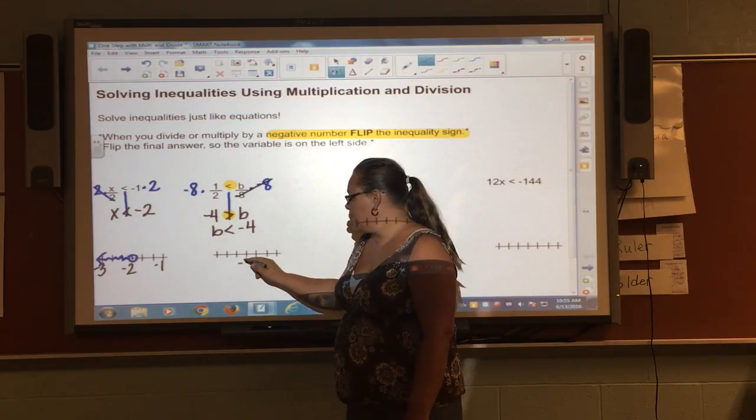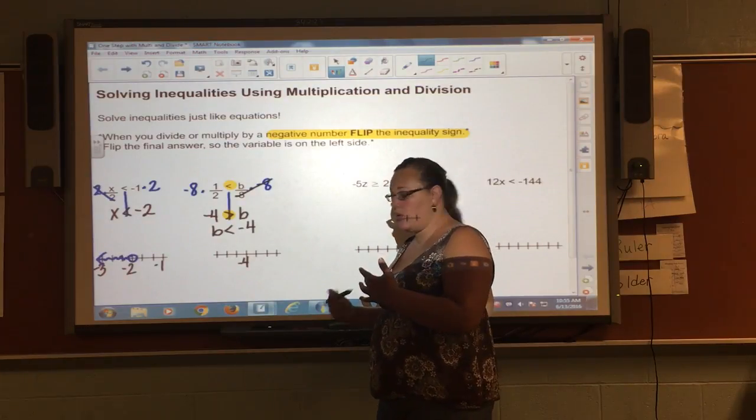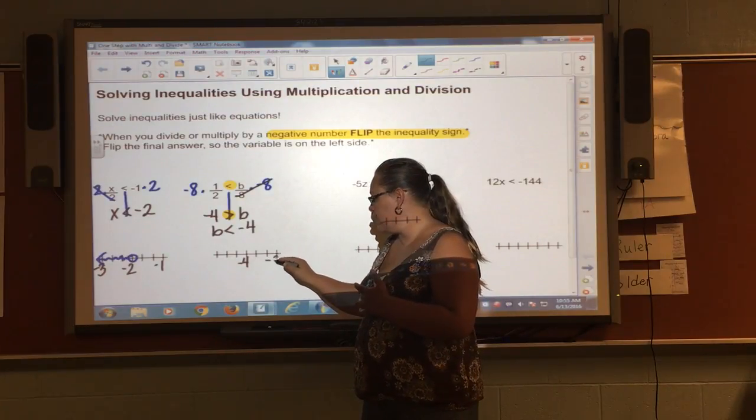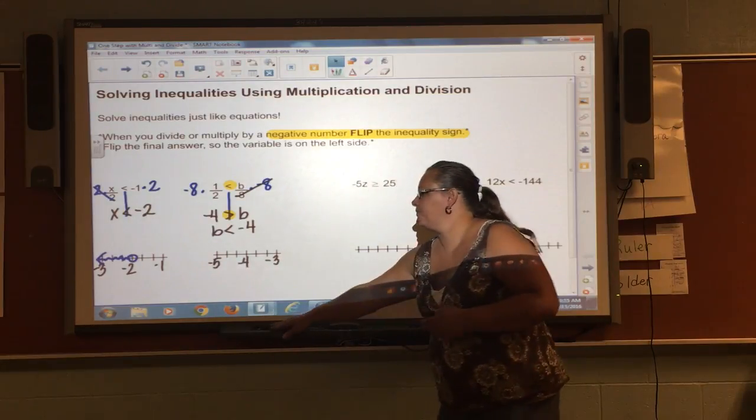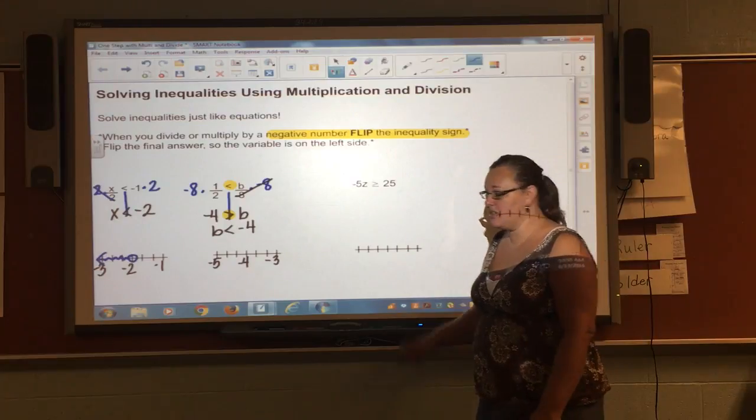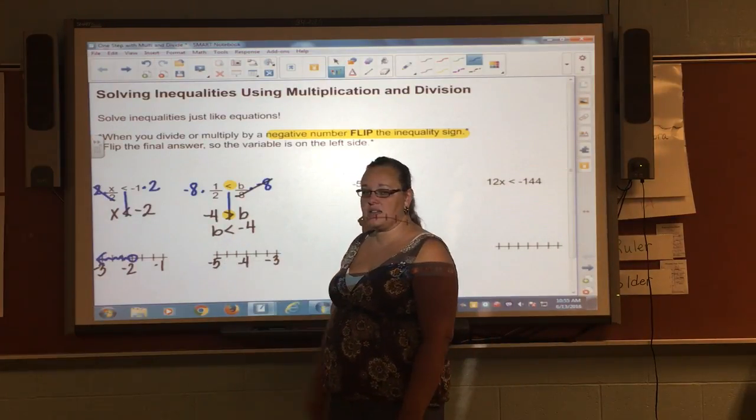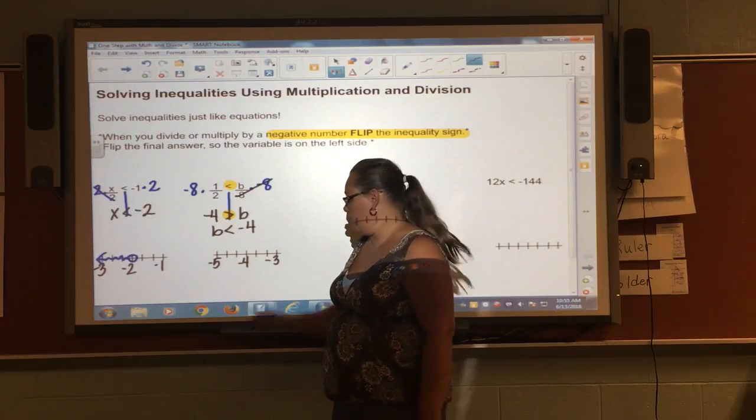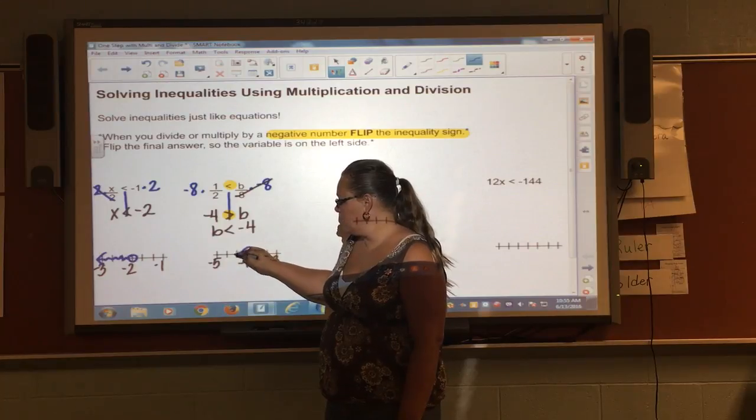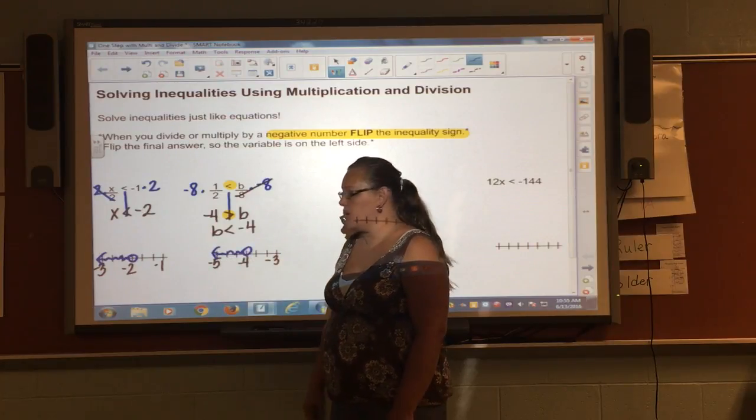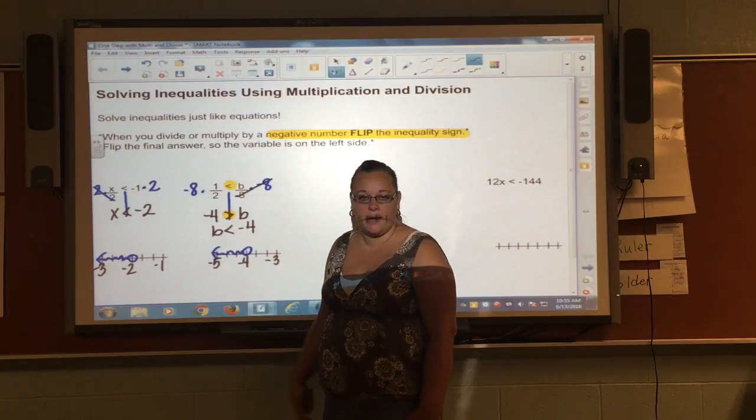So again, negative 4 will come in here. 0 is back towards me, so that's where we'll start counting. Negative 3, negative 4, negative 5. And we ask ourselves the question, is negative 4 less than negative 4? No. So I have an open dot, and the arrow tells me to shade back towards negative 5. And my arrowhead and my inequality are the same.